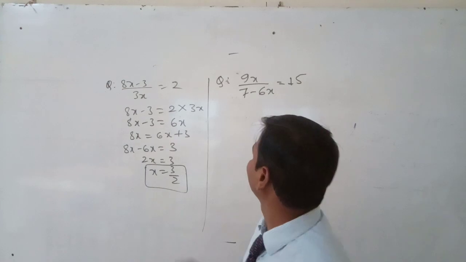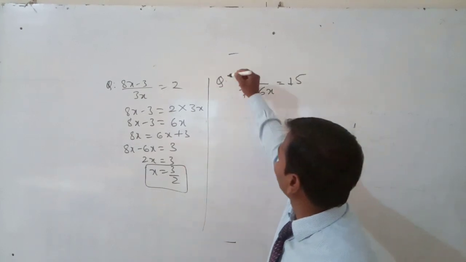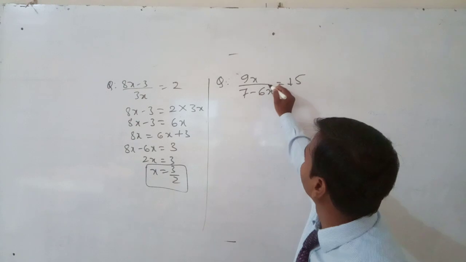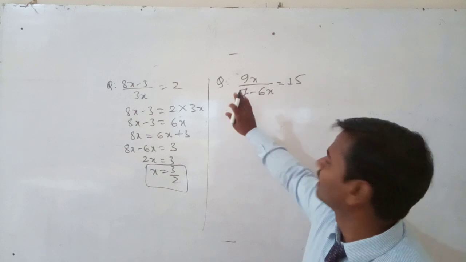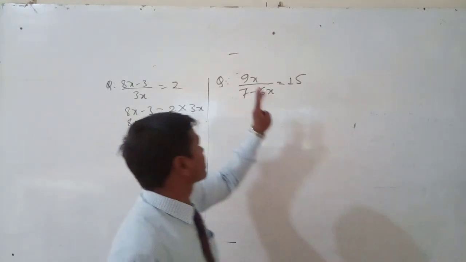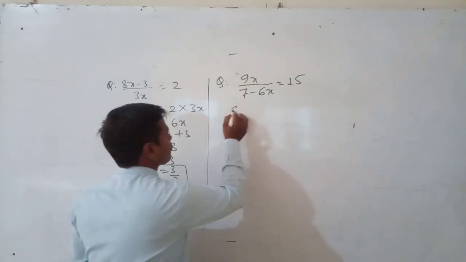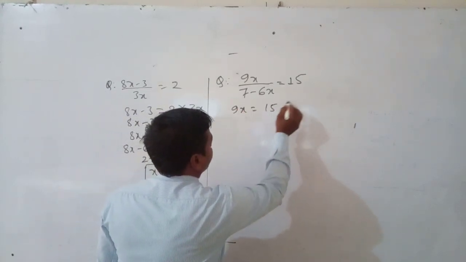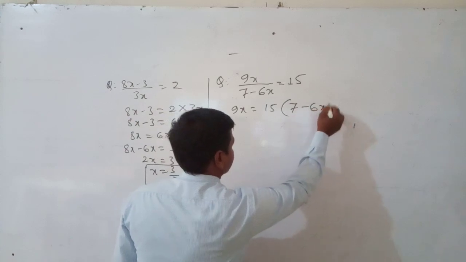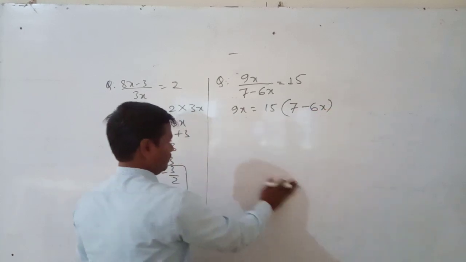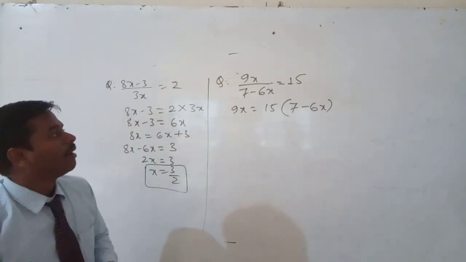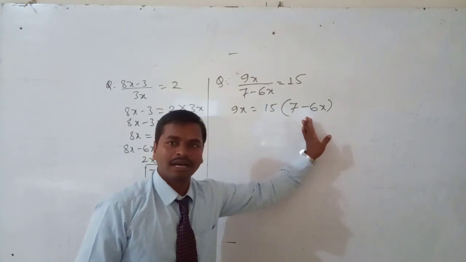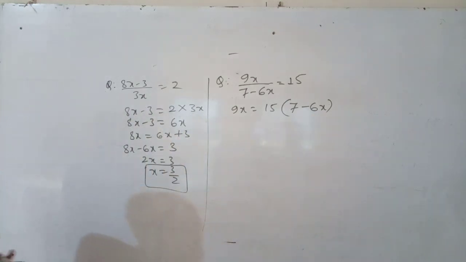Now here, what is given? The question is 9x divided by (7 minus 6x). If you move this to the right side, division will become multiplication. 9x we will keep here only. Shift to the right side: 15 into bracket 7 minus 6x equal to that one. Next, multiply this here. 15 7s are, 15 6s are... How much are you getting? 15 7s are 105.